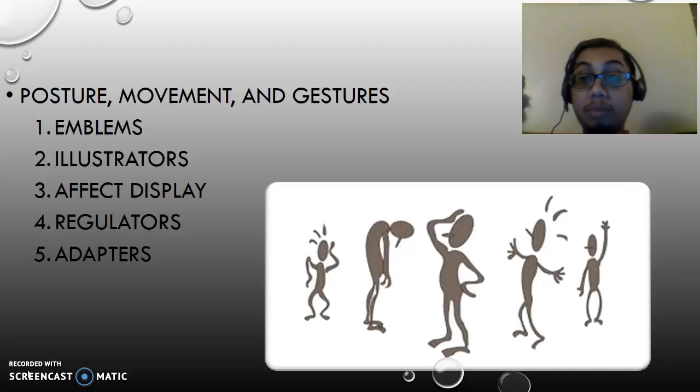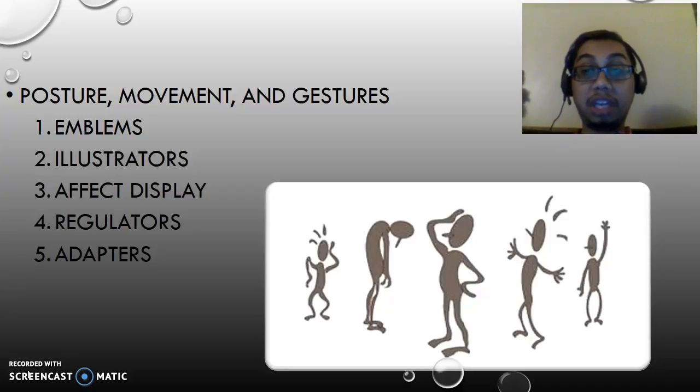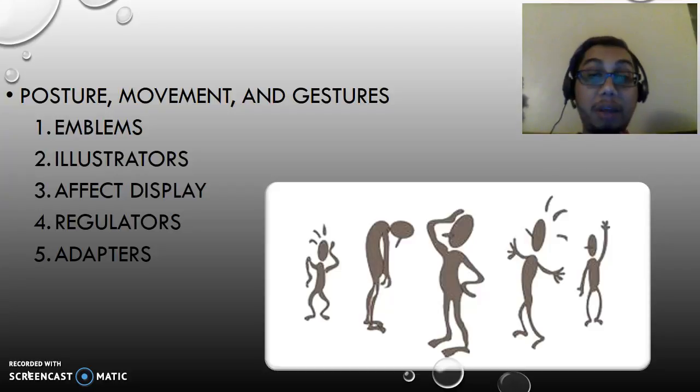Now, emblems are movements and gestures that replace spoken language. For example, group members shaking their heads to communicate a no response or a yes response. And illustrators would be nonverbal behaviors that add meaning to accompany verbal communication. So, for example, let's say a group member holds their hands 3 feet apart while saying, "We need about a yard of fabric." And affect display is basically an expression of feeling. So, for example, that would be frowning, smiling, grimacing, smirking.